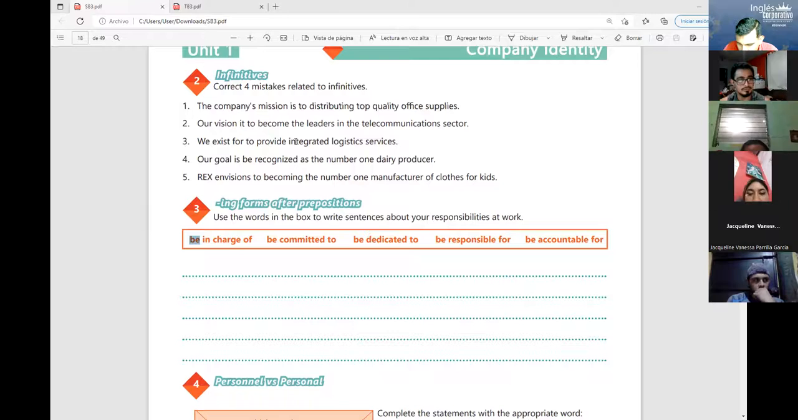Y teacher, ¿puede ser en tercera persona? Puede poner "she is". Okay.